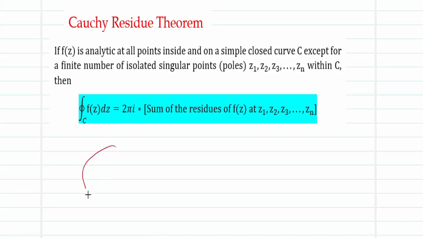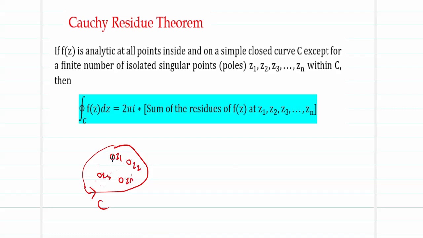So if I am going to have a closed curve called C, and let this be my C, the function f of z is analytic at all points inside and on the simple closed curve C, but at certain points the derivative doesn't exist. So there are going to be a finite number of points inside where the derivative does not exist. These points are referred to as poles. Let us name them z1, z2, z3 up to zn.